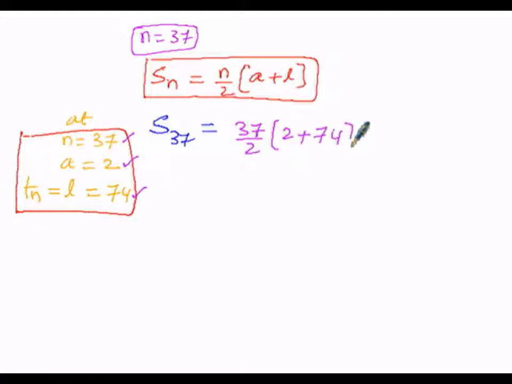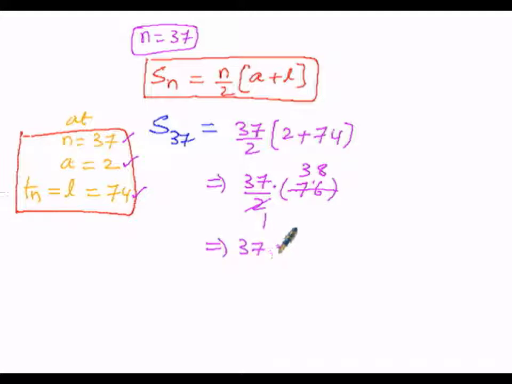Then bracket close. That implies 37 divided by 2, bracket within bracket, 74 plus 2 is 76. By further simplification, the numerator 76 and denominator 2 get cancelled. 2 ones in the denominator, and 2 threes are 6, 1 is left over, so 2 eights are 16. That implies 37 must be multiplied with 38. So 38 into 37: 7 eights are 56, carry 5. 7 threes are 21, 21 plus 5 is 26. Then 3 eights are 24, carry 2. 3 threes are 9, 10, 11.